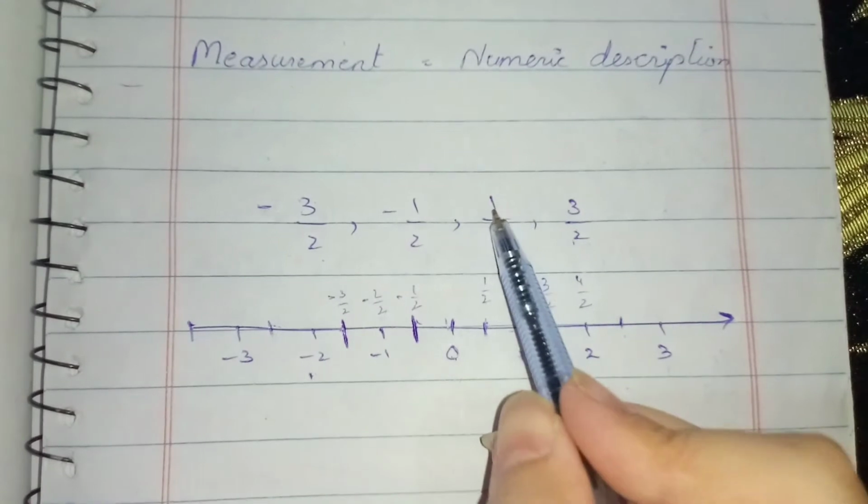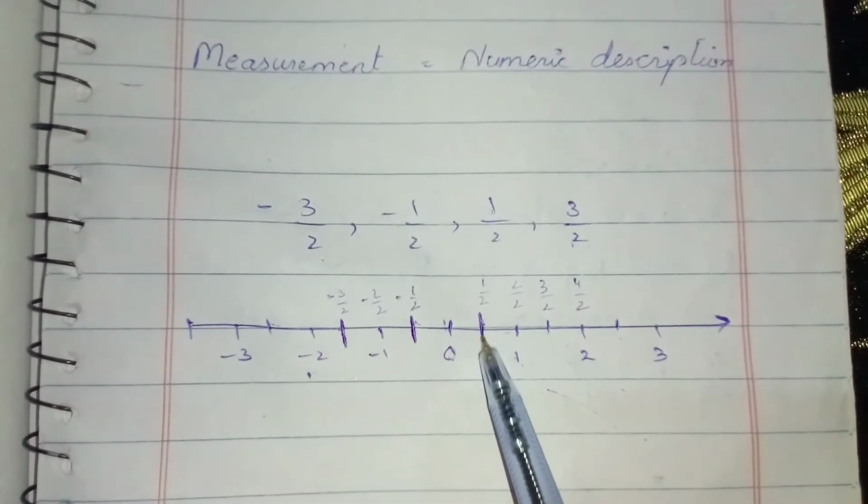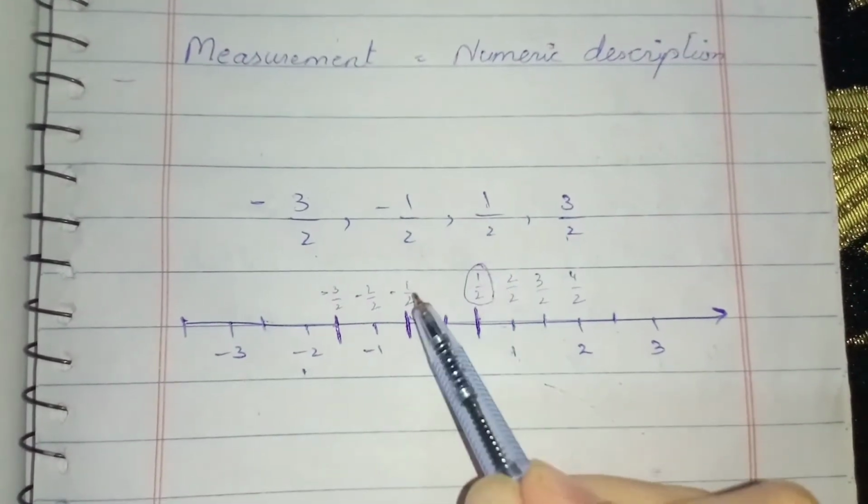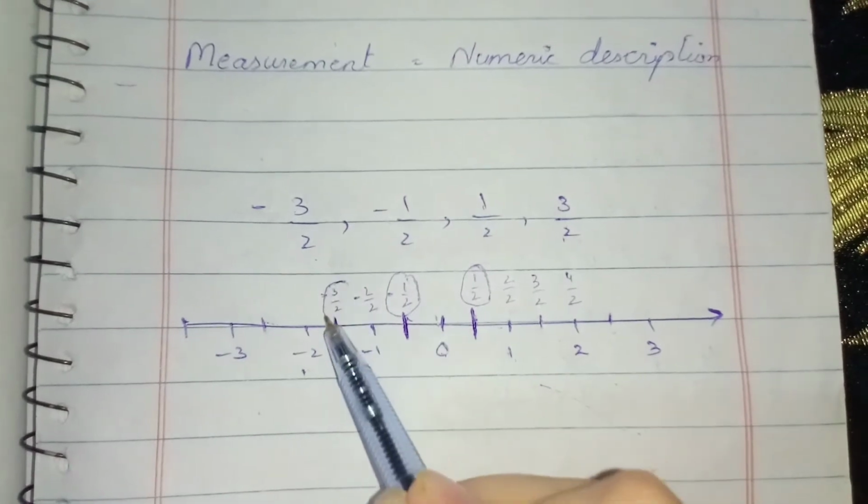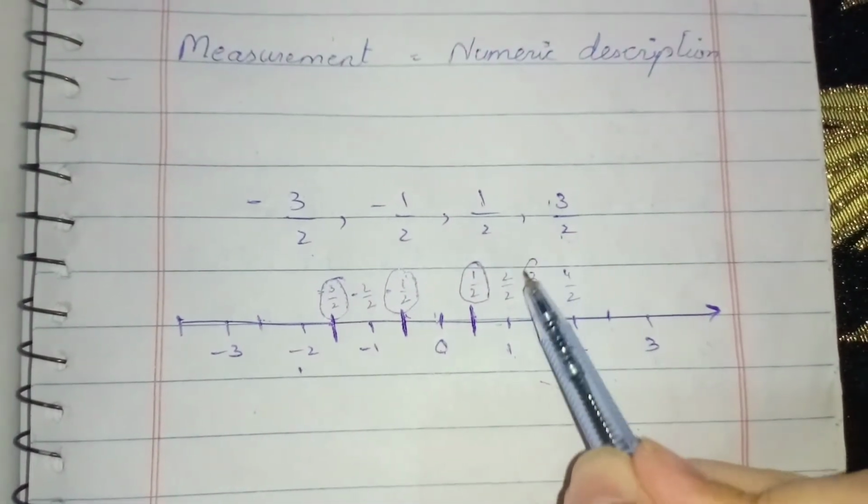So we have to put 1/2. So 1/2 is this point. We have to circle it, and 3/2 is this point.